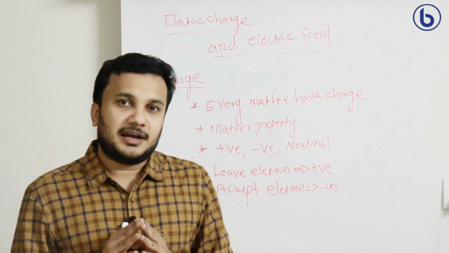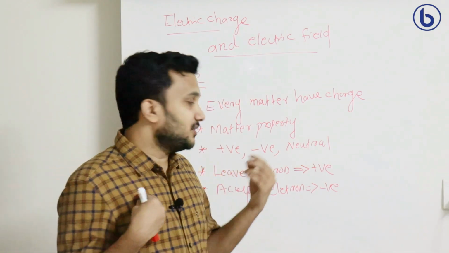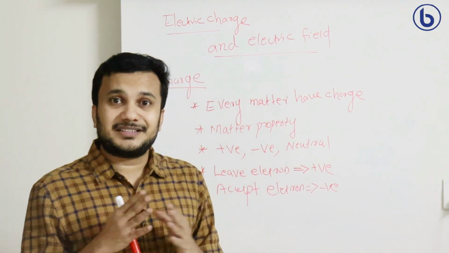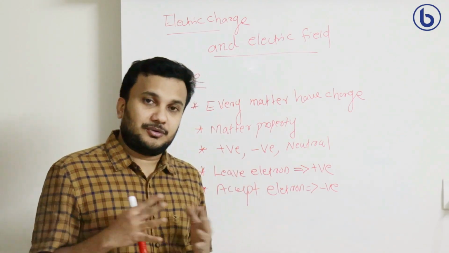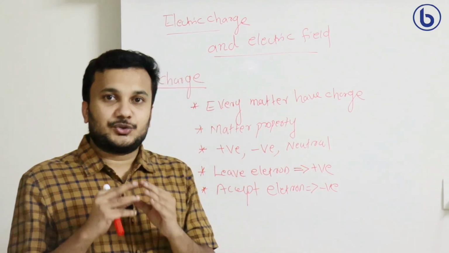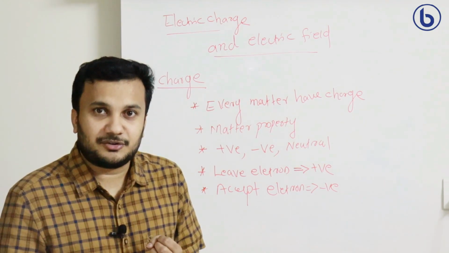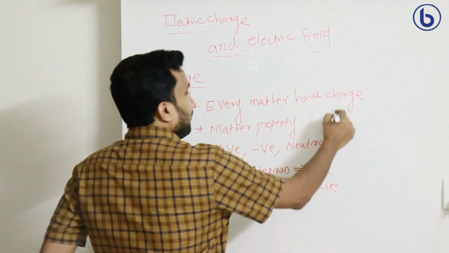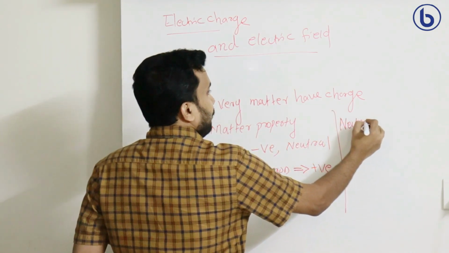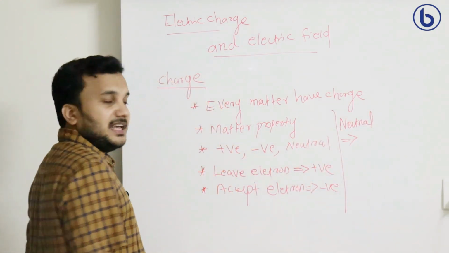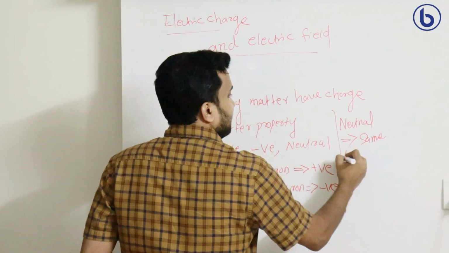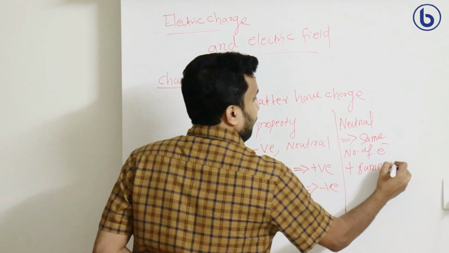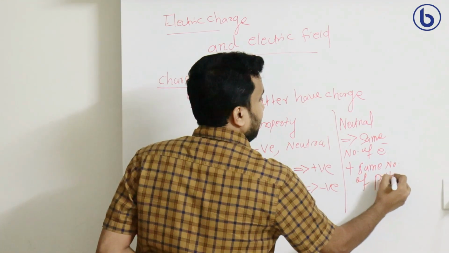Now if I am not giving and I am not accepting, the number of electrons is negative charge. The number of protons, opposite to electrons, will have positive charge. So if a matter consists of an equal number of electrons and an equal number of protons, then it is called neutral. The word neutral means the same number of electrons and the same number of protons.